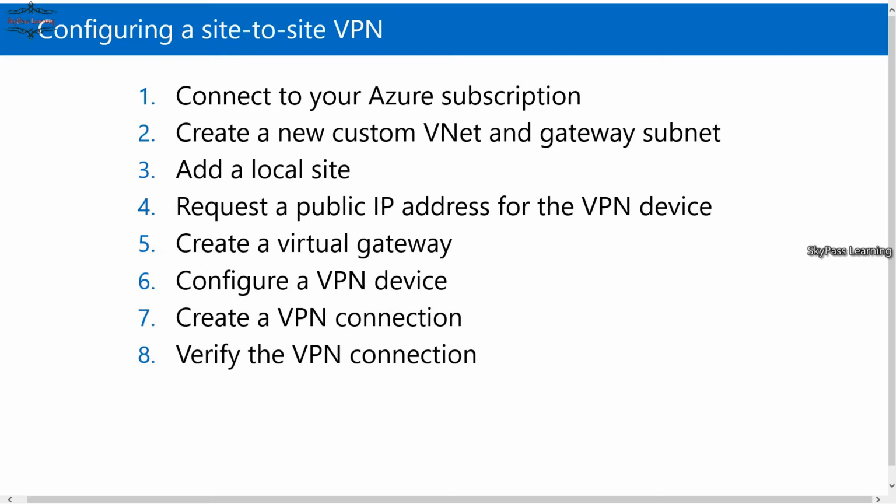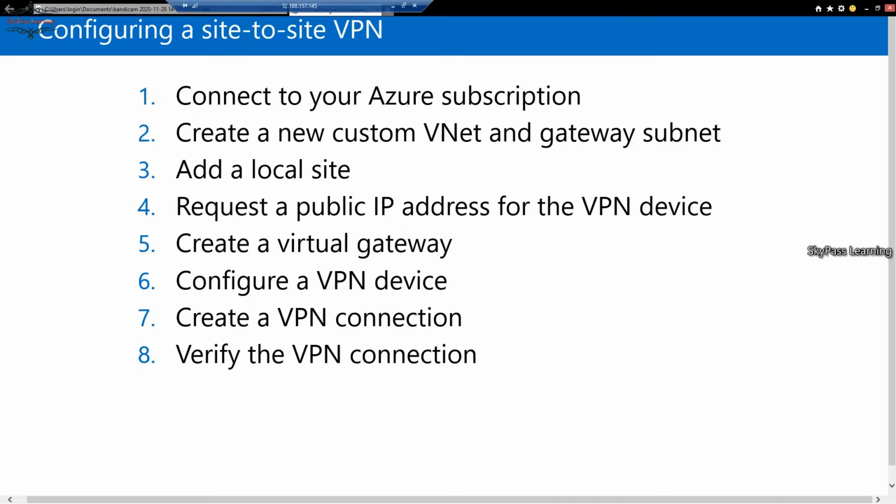Then you have to configure your virtual gateway and the VPN device configuration. You need to configure a VPN connection, and finally we will test it out, the verification of that VPN. So these are the steps we are going to do in this and probably the next video also. You can watch my previous series of videos in the playlist in the description box, and the previous and next video links are also in the description box. So you can take it from there.